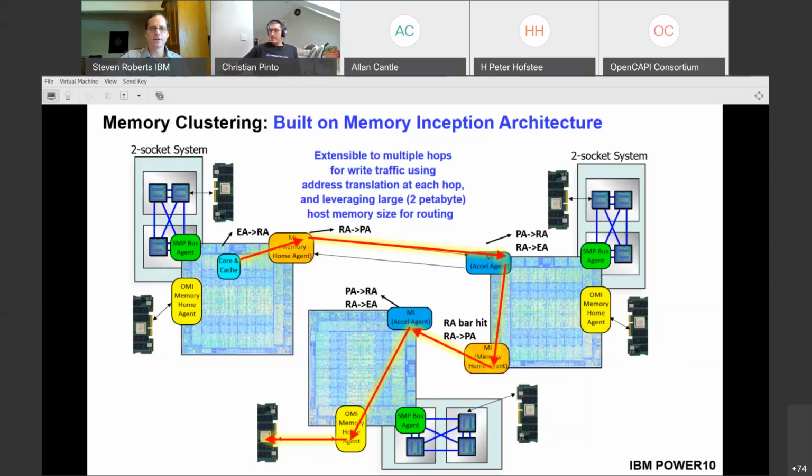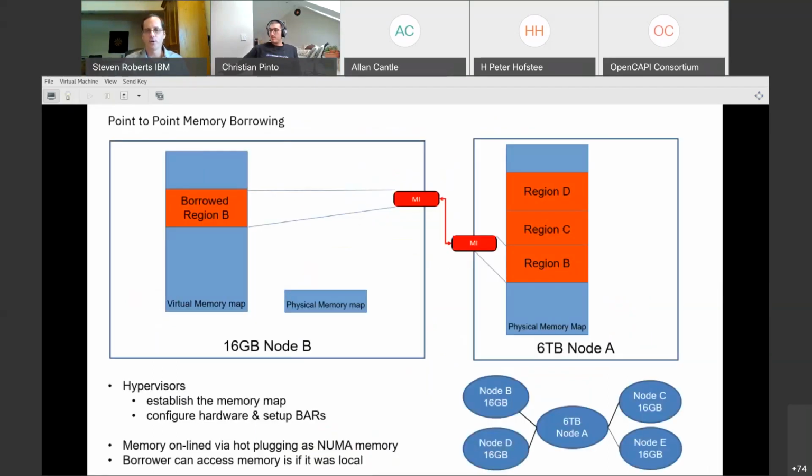So let's think about this. That was kind of the hardware type of explanation of what's going on with the commands on the buses. But let's talk about this in terms of how it could be used from a programming standpoint and the data models, right? First of all, this is the most simplistic data model, which is point-to-point memory borrowing. The reason that this is simplistic is because it's an exclusive model where you have hypervisors establish the memory maps on both sides, and you can configure the hardware and set up the BARs for both of these systems.